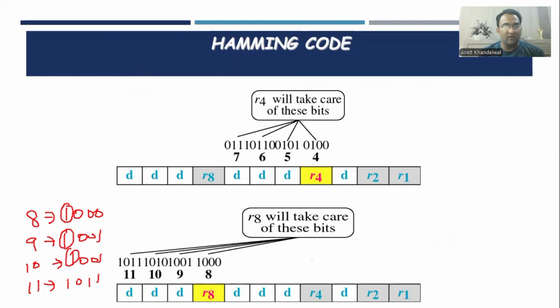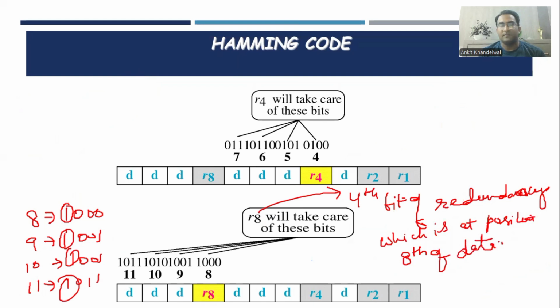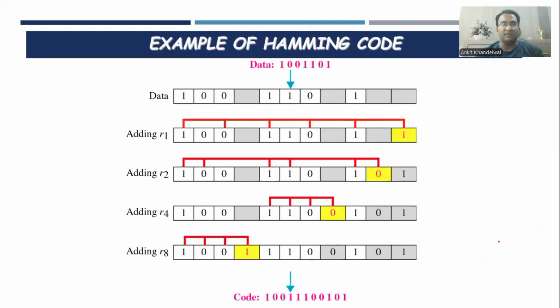And what we are looking for? We are looking for the fourth bit of redundancy, which is at position 8th of data.